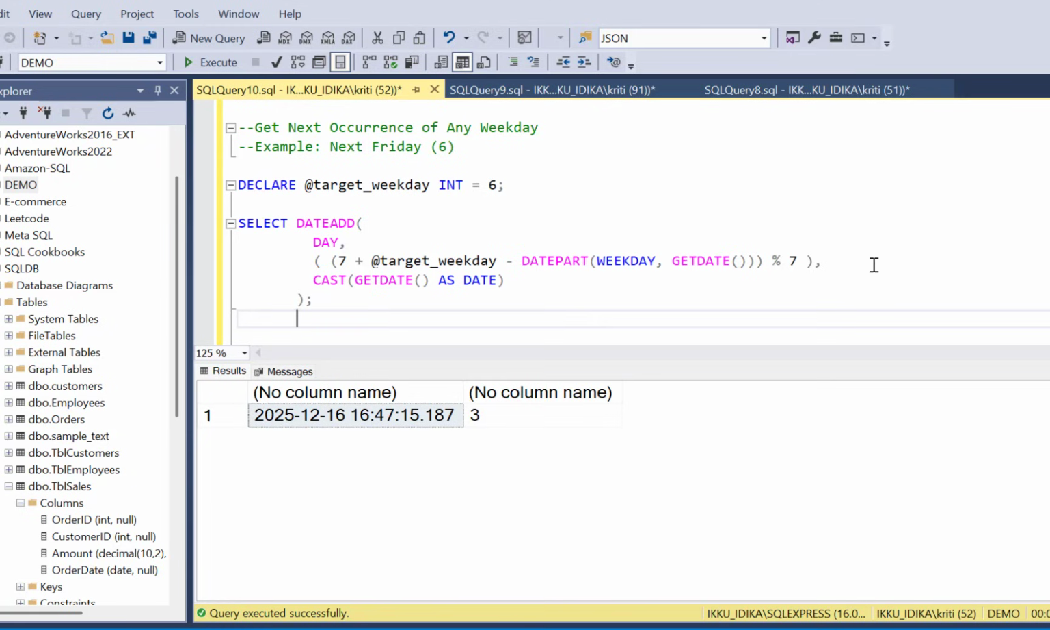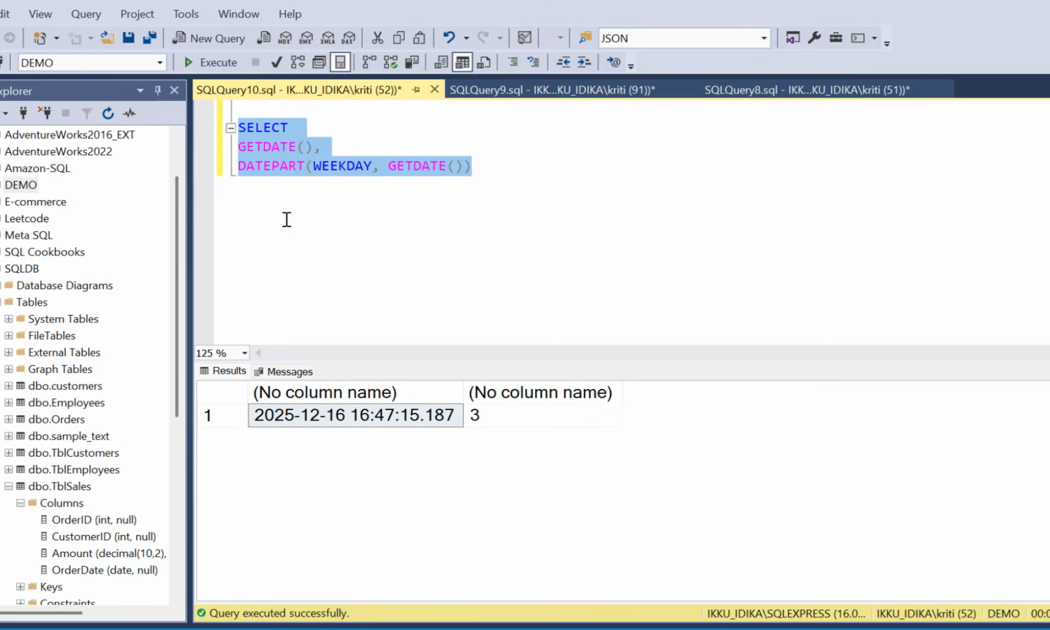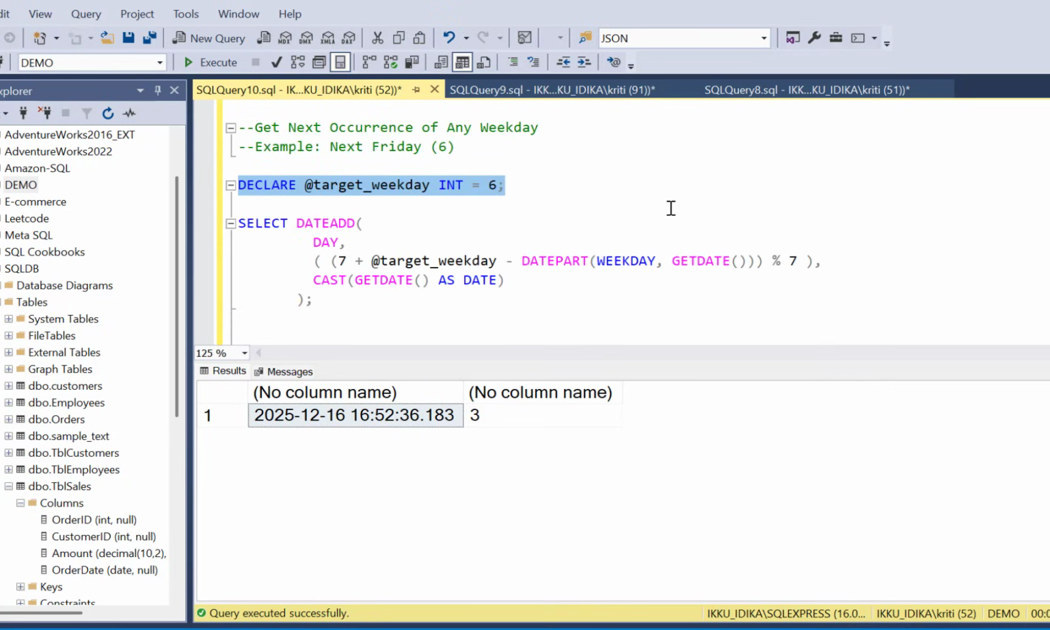Let's split it step by step. To identify the next Friday, we first need to know what day is it today. So we use the datepart function, pass weekday as the argument, and today being Tuesday gives us the output of 3. Please note this depends on the date first setting of your system. For my system, the first day of the week is set to be Sunday, and therefore Tuesday comes out to be 3.